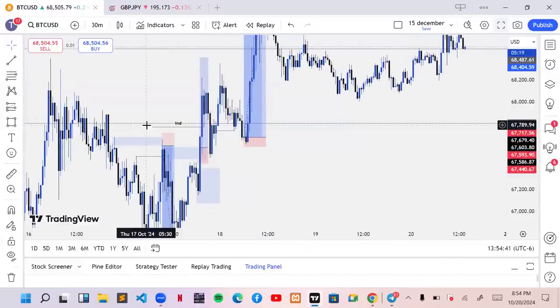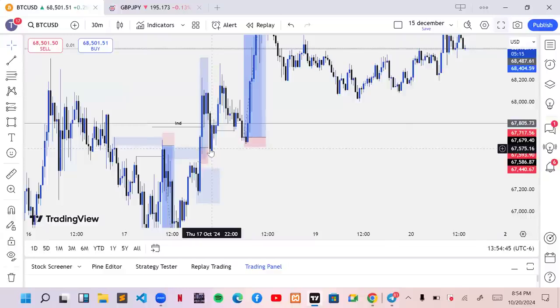The market did the structure shift. This was the inducement, and from this zone was the entry. This breaker block right here. This is what my entry was. This breaker block right here.